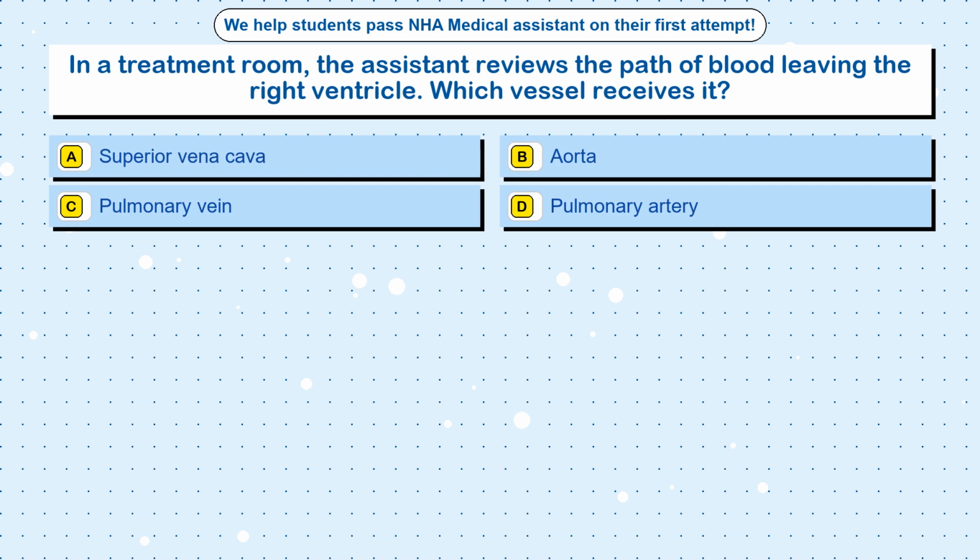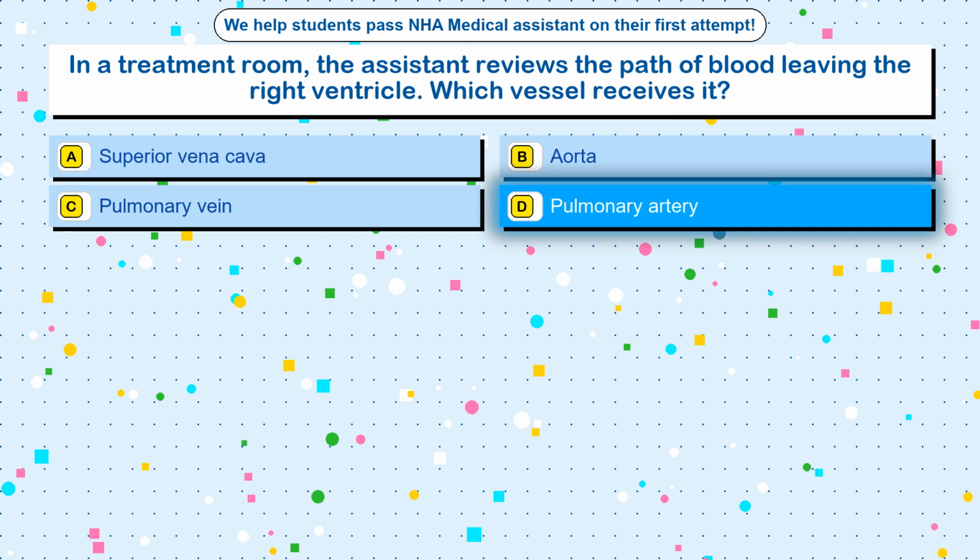Question 30. In a treatment room, the assistant reviews the path of blood leaving the right ventricle. Which vessel receives it? Option A, superior vena cava. Option B, aorta. Option C, pulmonary vein. Option D, pulmonary artery. The correct answer is option D, pulmonary artery.